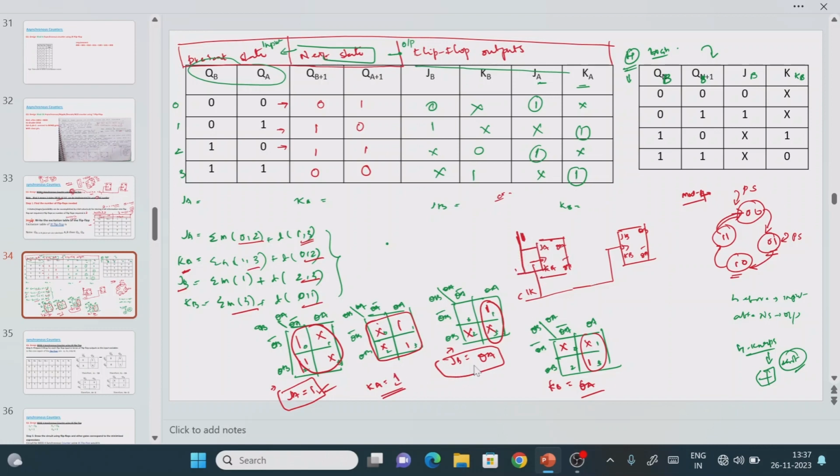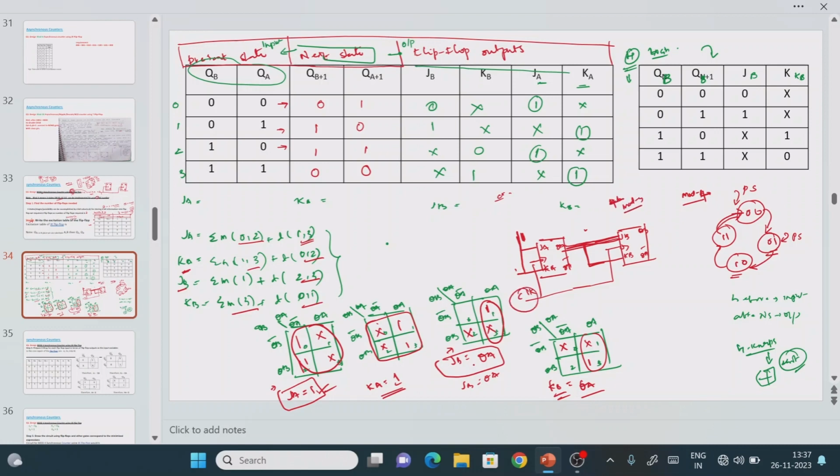Now what is the JB value? If you observe here, JB value equal to what? JB equal to QA, right? So where we have the JB? Here we have the JB. Where we have the QA? Here we have the QA. Just connect it, JB equal to QA. Next, what is the value? KB equal to QA, right? Where we have QB here, where we have QA here. That's it. This will now work as the 4-bit mod 4 synchronous counter.